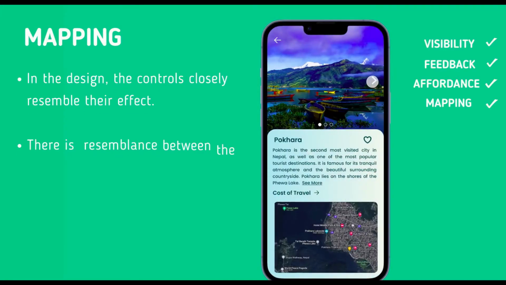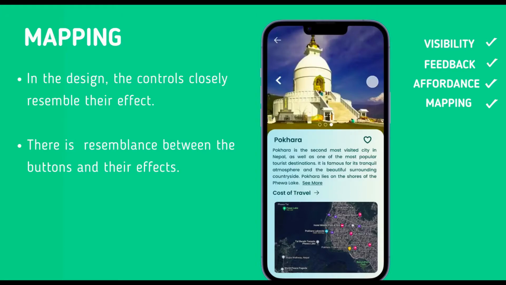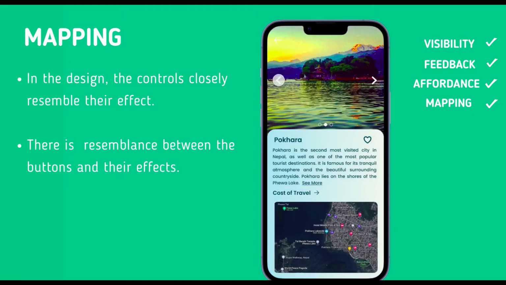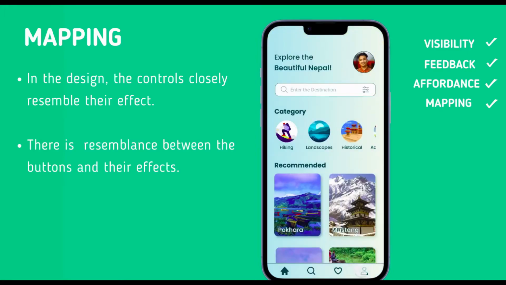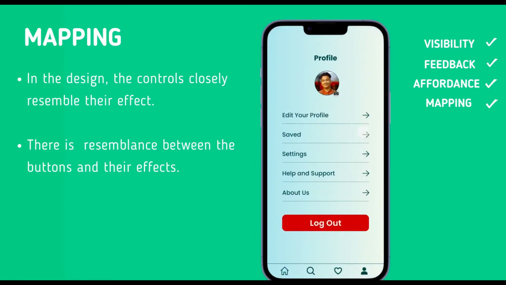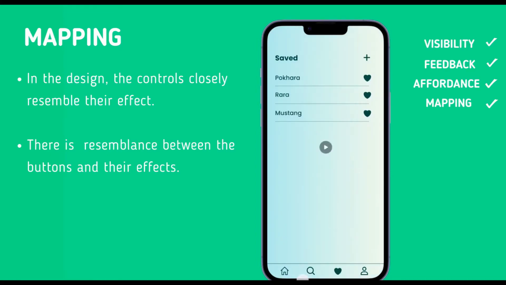Similarly, mapping is the idea that in good design, the controls for something will closely resemble their effect. As we can see that the next arrow shows the next picture or takes us to the next section, whereas the back arrow does the opposite of what the next arrow does.